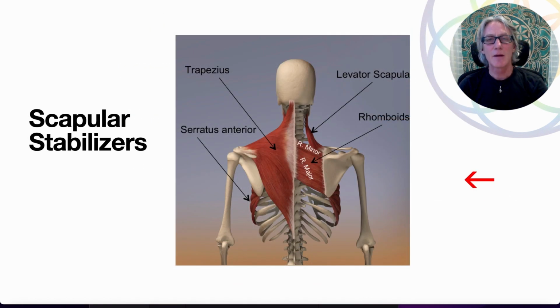Here's an anatomical model showing the scapular stabilizer muscles. Here's the rhomboids, rhomboid major and minor. So they're running in this oblique direction, attaching the spine to the medial border of the scapula. So they adduct the scapula as well as elevate it. And then we have the levator scapula, which attaches some of the cervical vertebrae to the top of the scapula, this superior angle of the scapula. So this can elevate the scapula as well as downwardly rotate it.